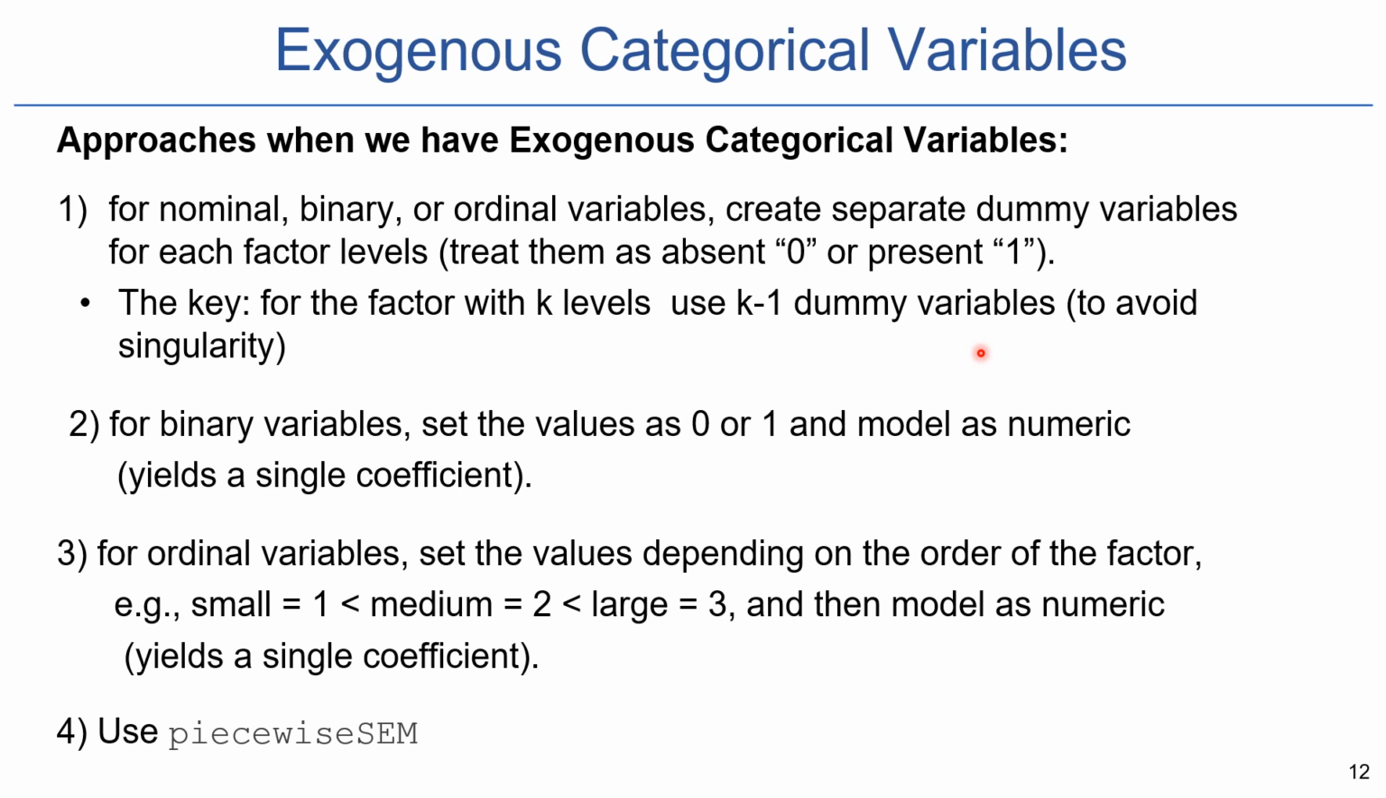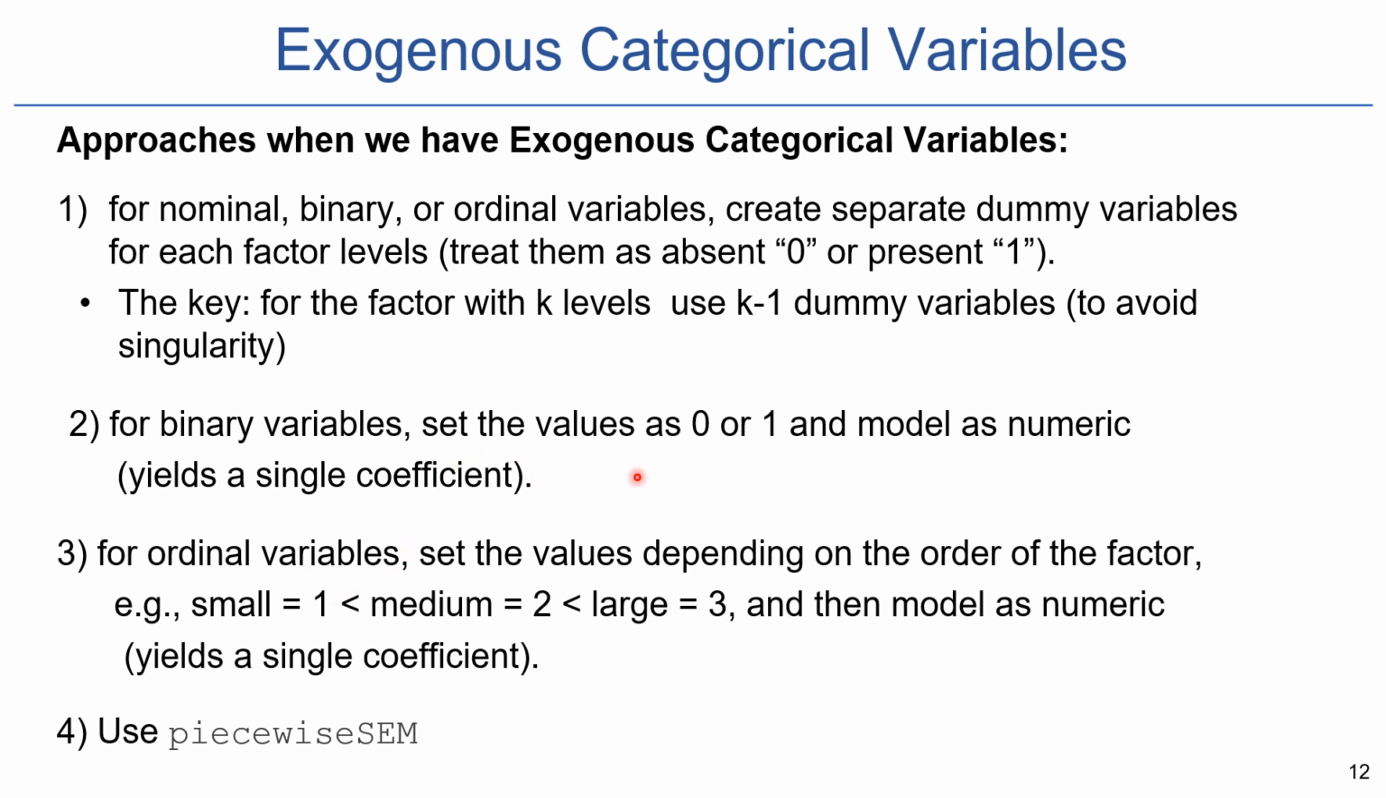Another approach is available only for binary and for ordinal categorical variables. For binary and for ordinal, we know the order of the levels. That's why we can set these variables to be numeric.